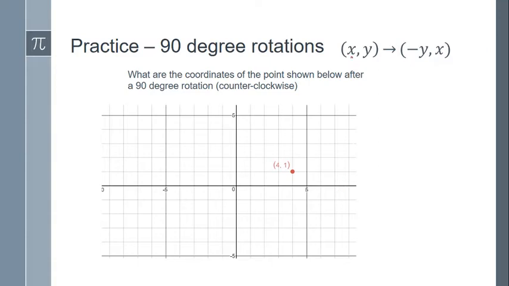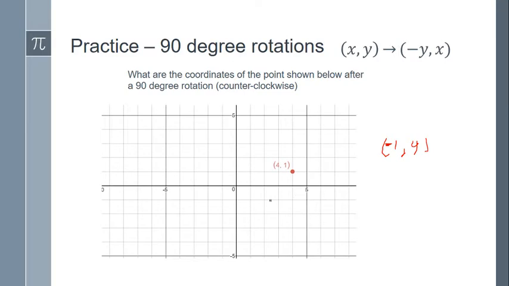All right, so here's the rule again. It says that we should switch the x and y, and then make the new x coordinate the negative of what it was before. So the way that I interpret this is, here's (4, 1), there's my point. I should switch those coordinates, so I'll make it (1, 4), and then make that first one negative. So negative 1, 4.